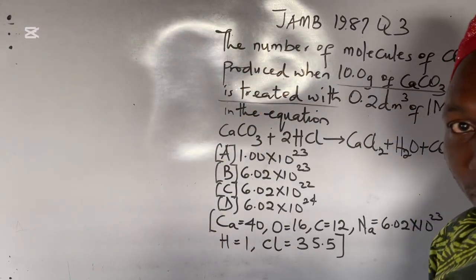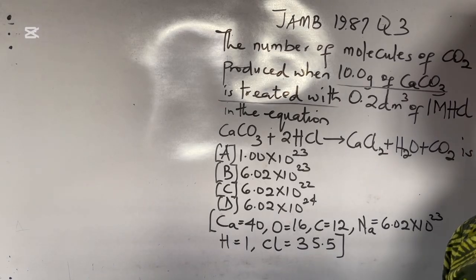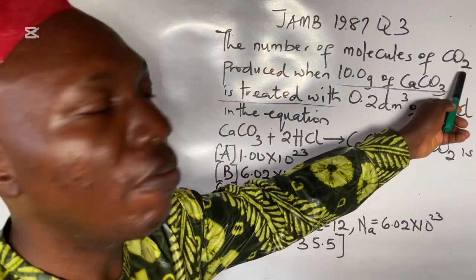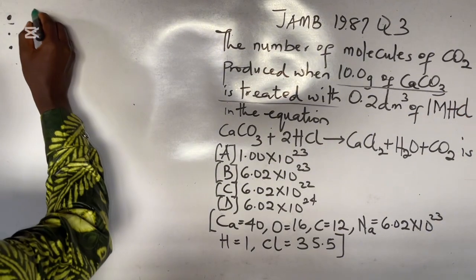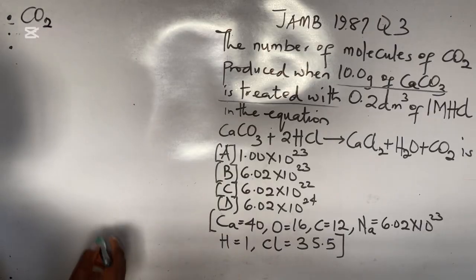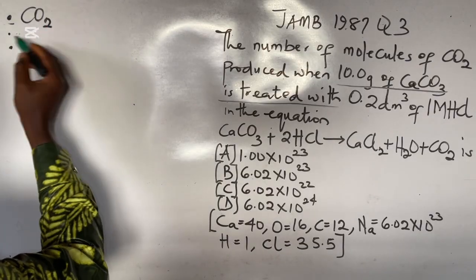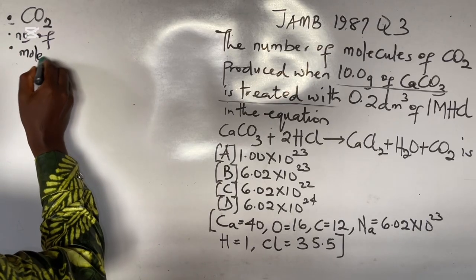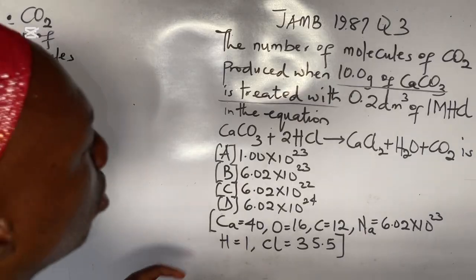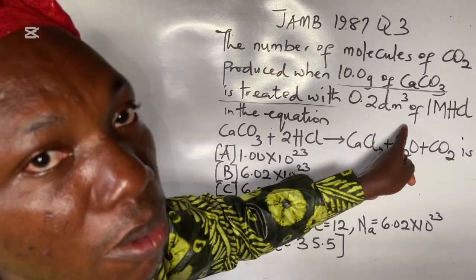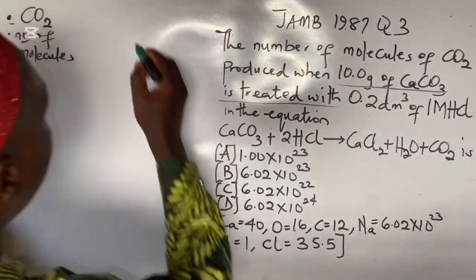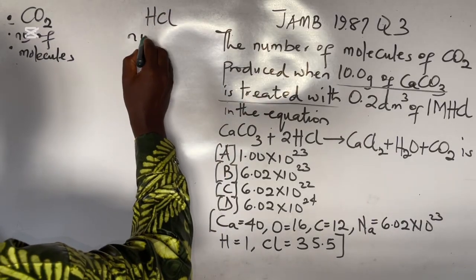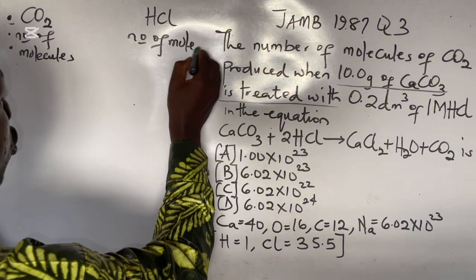So we neglect every information given about it in the question, and we go with the number of molecules of carbon dioxide. So we have carbon dioxide, that's the first information, and we have it in terms of number of molecules. We write number of molecules under it. The next one, we are given 0.2 dm cube of 1 molarity HCl. So we need HCl in the question, and we are given that in terms of number of moles.